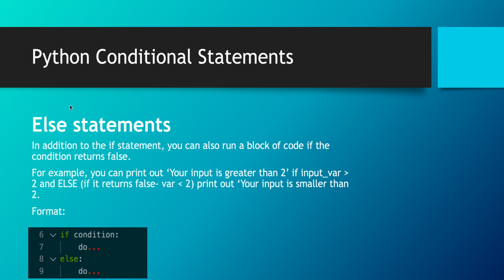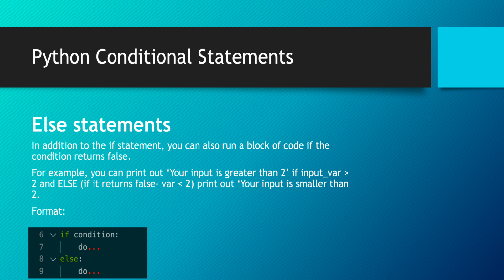Okay, so in addition to the if statement, you can also run a block of code if the condition returns false. So not only can you have an if statement, you can also have an else statement. For example, in our previous example, if 2 equals 2, if it's false, well, everyone knows it's not false, but in case it is, then you can print out something like, this code has a bug. Something like this. You can also not print out anything.